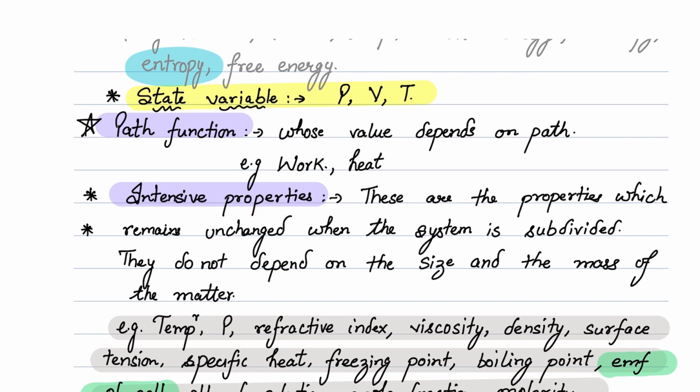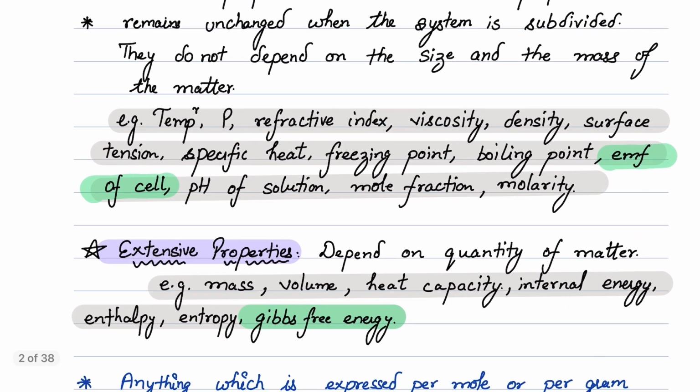So the examples of intensive properties are temperature, pressure, refractive index, viscosity, density, surface tension, specific heat, freezing point, boiling point, EMF of the cell. This is very important example. Please remember that EMF of the cell is an example of intensive property. pH of the solution, mole fraction or molarity.